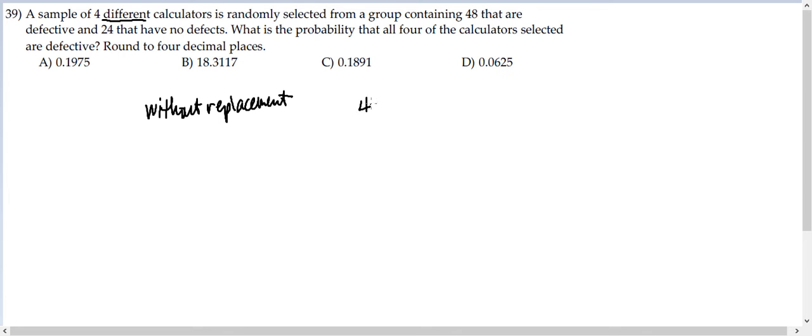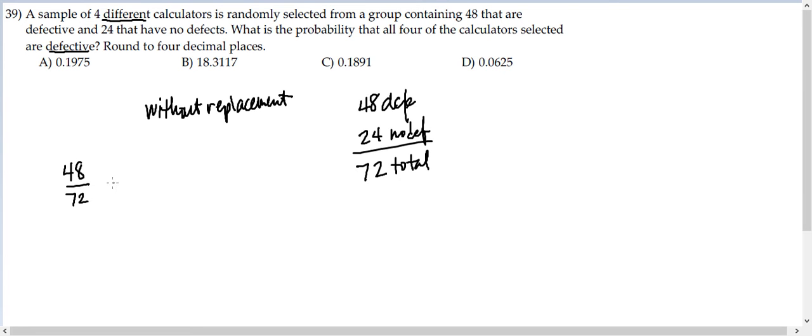So we have 48 defective, and then we have 24 no defects. All right, so that means we have 72 total calculators. So what we're going to do here: what's the probability of selecting all defective, all 4 defective? So the first time we have 48 out of 72 calculators are defective.